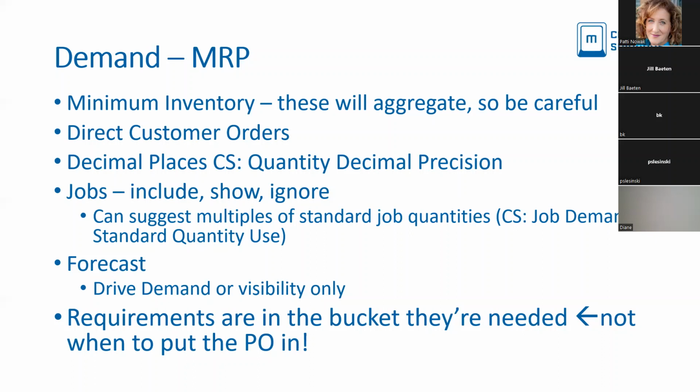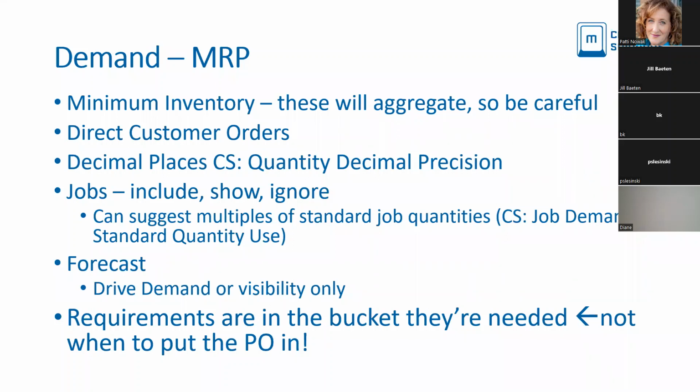Forecasts can drive in demand or just be visible. We'll talk a little bit more detail on that later on. And remember, on the front page of MRP, the requirements show up when the parts are needed. They don't tell you when to cut the purchase order. That's not the purpose of that particular screen. The purpose of the initial MRP screen is to show you when you have to have materials in. The recommendation screen, which is the next level in, shows you when to buy it.